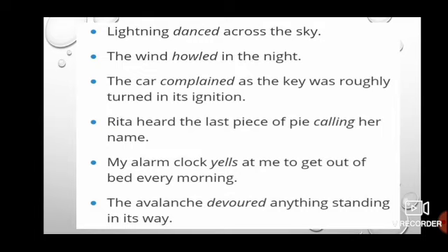The wind howled in the night. The car complained as the key was roughly turned in its ignition. Rita heard the last piece of pie calling her name. My alarm clock yells at me to get out of bed every morning. The avalanche devoured anything standing in its way.